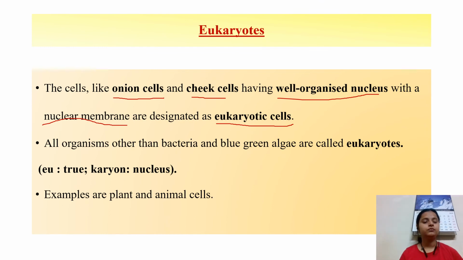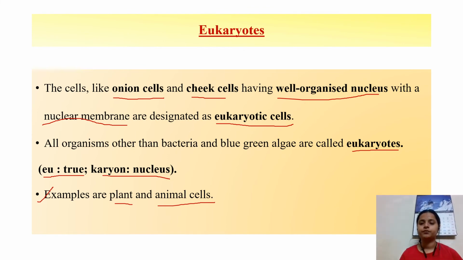All organisms other than bacteria and blue-green algae are called eukaryotes. Here, eu means true and karyon means nucleus. So remember that. Here are some examples: plant and animal cells. So plant and animal cells come under eukaryotic cells.